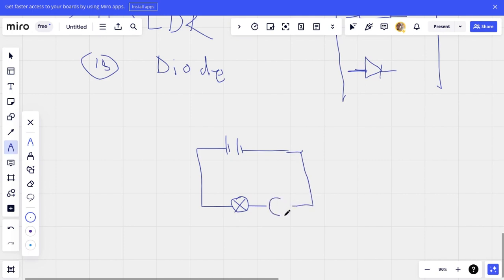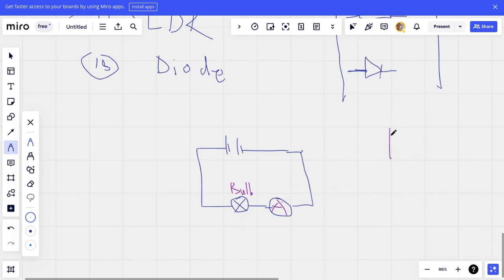Here we connect the ammeter in series. In series means it's on the same loop. We put the ammeter here. It's in series with the bulb. Okay? So this will measure the current for you. This one will display the value.